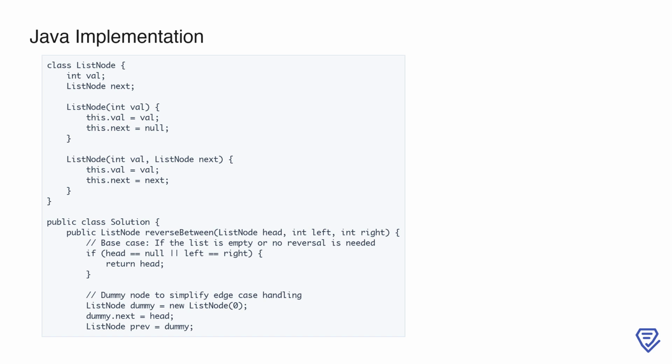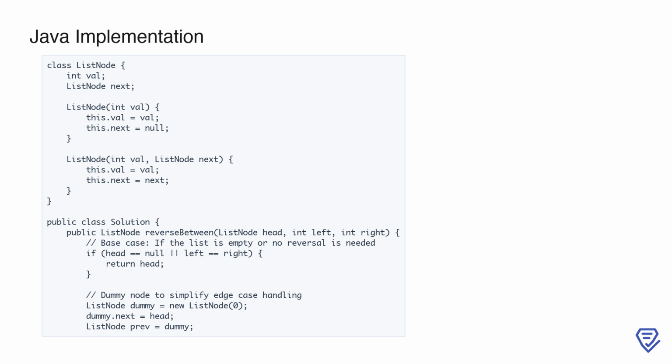Here, we start by defining a basic ListNode class to represent the nodes of our linked list. Each node contains an integer value, val, and a reference to the next node, next. We also provide constructors to initialize nodes with or without a reference to the next node. Now, in the Solution class, we define the reverseBetween method, which will reverse a portion of the linked list between positions left and right.